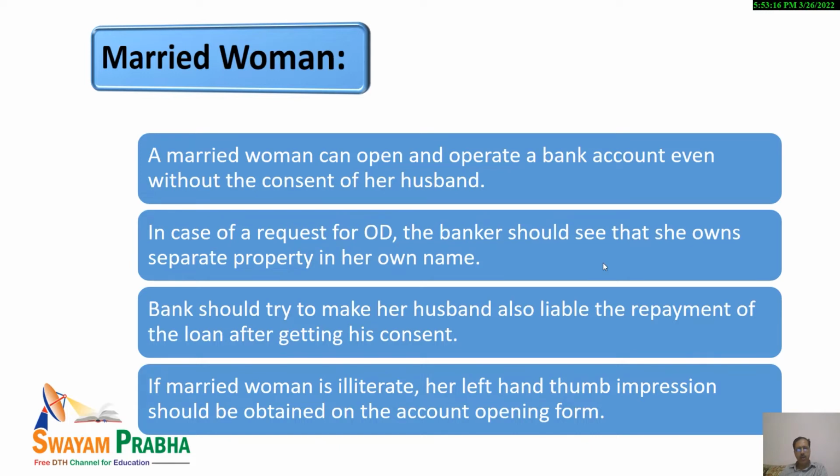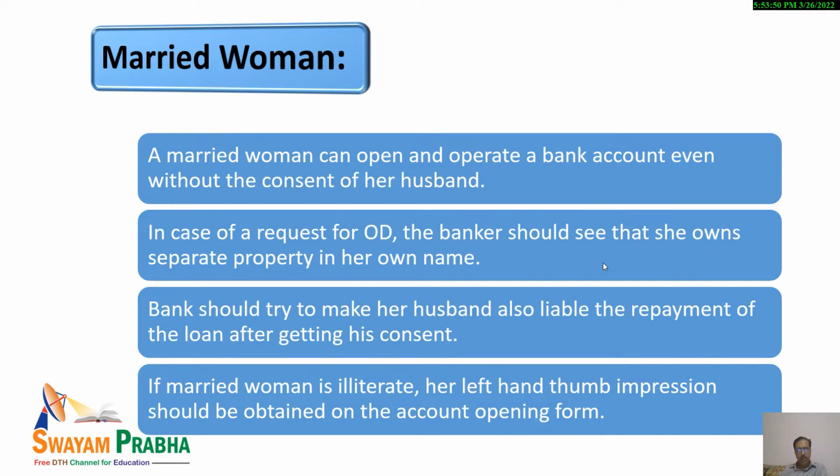She can open and operate the account even without the consent of her husband. In case of married women, some istri dhan is there. I think you are aware; in Hindi, we say istri dhan. So, in case some request is received for some OD, then the banker should see whether the married woman owns a separate property in her own name. So it should be kept in mind.